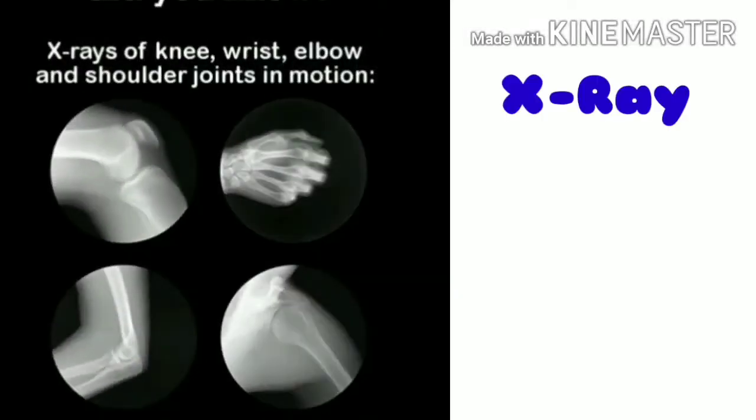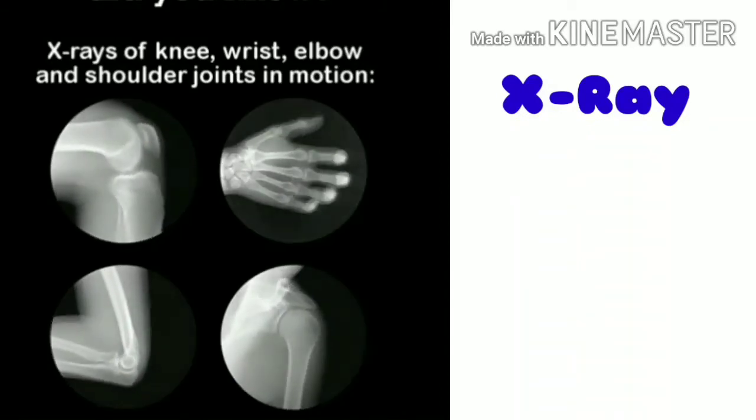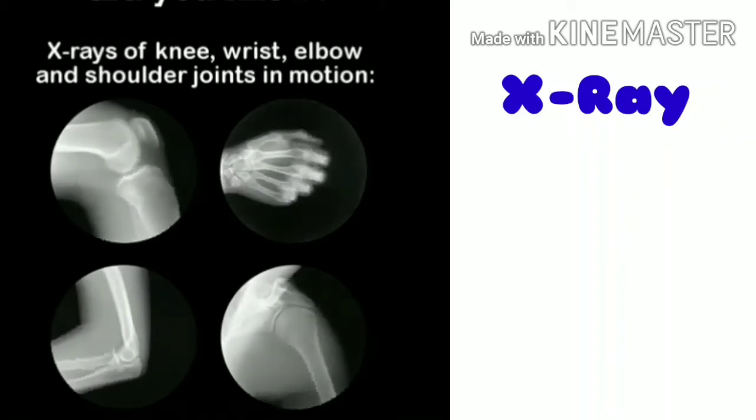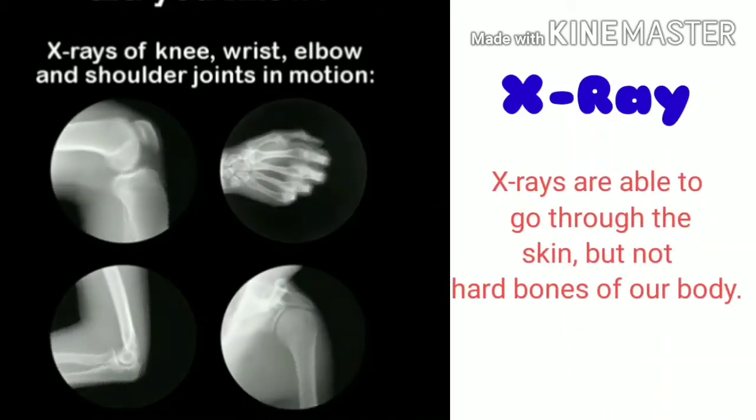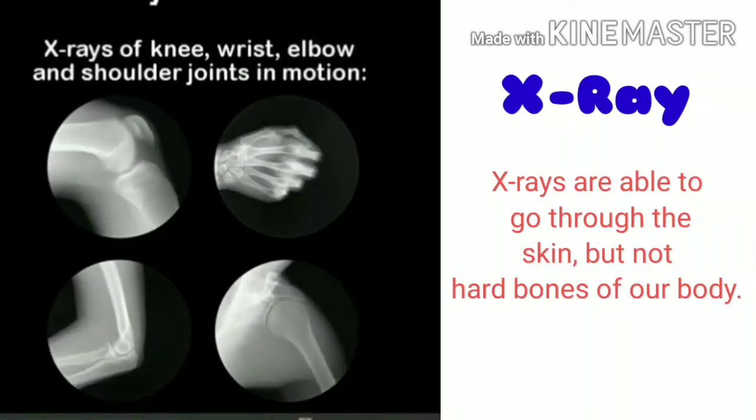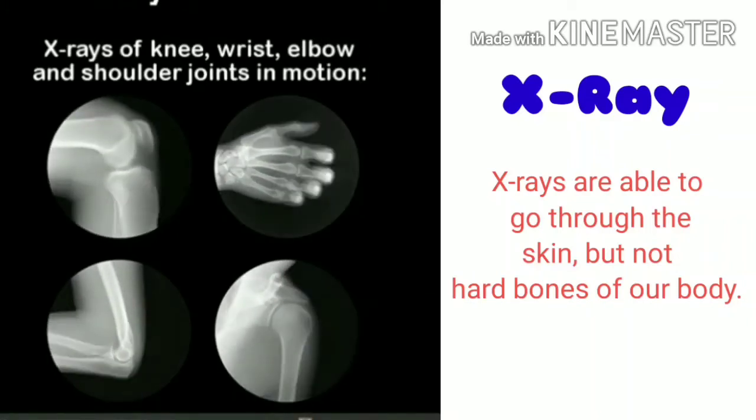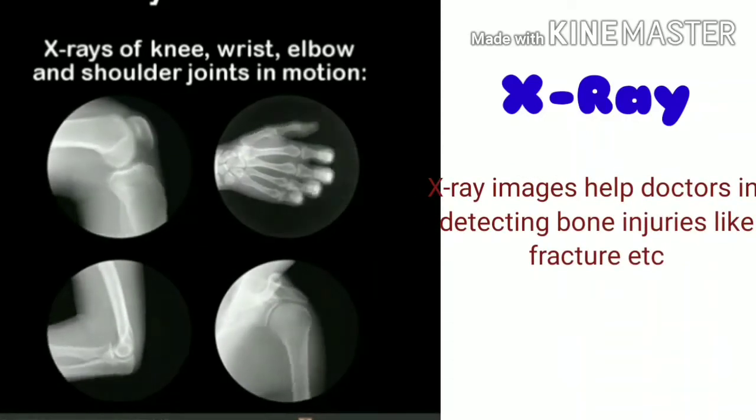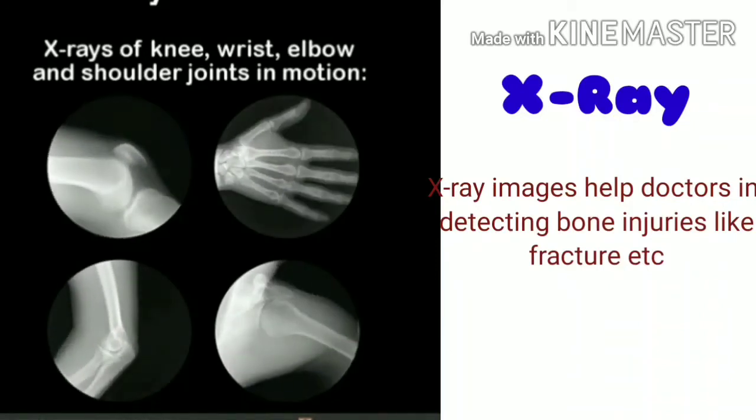Now a question comes to our mind, how can we see our bones? We can feel the bones of our body but we cannot see them. For seeing the bones we need to take an X-ray. X-rays are able to penetrate the skin but they cannot go through the hard bones of our body. So this is how we get the picture of our bones. So X-ray images help the doctors in detecting fractures, dislocation, etc. You can see the X-ray image on your screen, children.